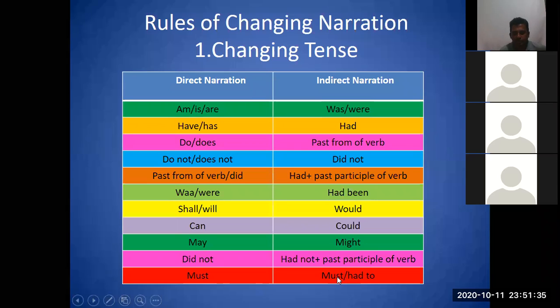Sometimes must remains unchanged if it is a universal obligation.